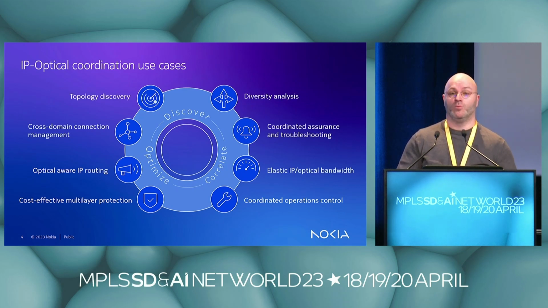Elastic IP optical bandwidth. In case of scheduled bandwidth needs that are higher or that are fluctuating, there are some capabilities there that IP optical coordination could bring to cater for that. Coordinated operations control. So when you do maintenance in the optical network, making sure that the IP side of the network is aware of that and these kinds of things. Cost-effective multi-layer protection. Optical aware IP routing definitely is another interesting use case that IP optical coordination could bring, and some cross-domain connection management.